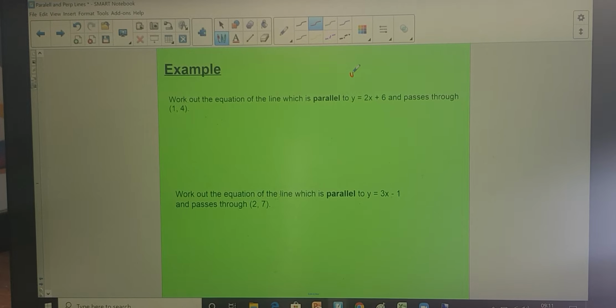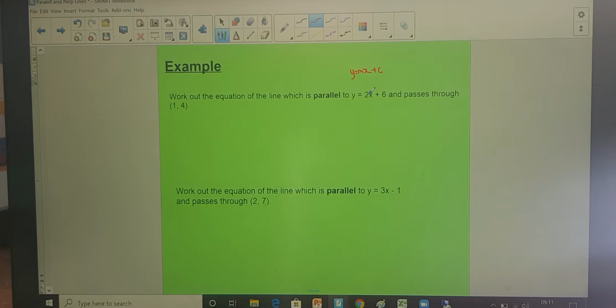Okay, well I know that straight lines are always in the form y equals mx plus c, where m is my gradient. My coefficient of x is my gradient, m is 2 for this. Work out the equation of the line which is parallel to this. I'm told that it's parallel, so it must have the same gradient, therefore I know that it's going to be y equals 2x. My problem is I don't know what my y-intercept is.